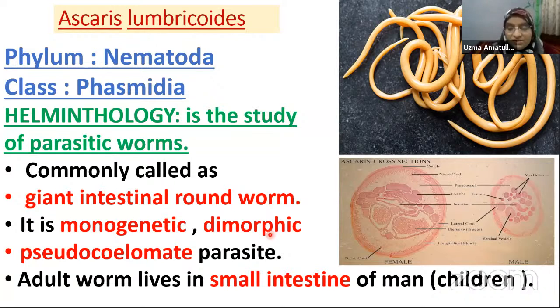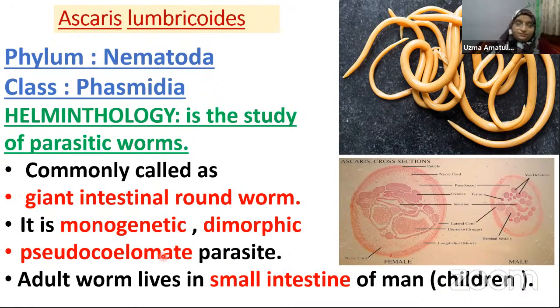In human beings also, male and female are different from one another in form, shape and structure. I will explain the dimorphism in the later slides. Now, pseudo-coelomate: pseudo means false. These organisms do not have a true coelom, they have a false coelom. That means the body cavity is not derived from the mesoderm, whereas the true coelom is derived from mesoderm. These organisms are pseudo-coelomate parasites.